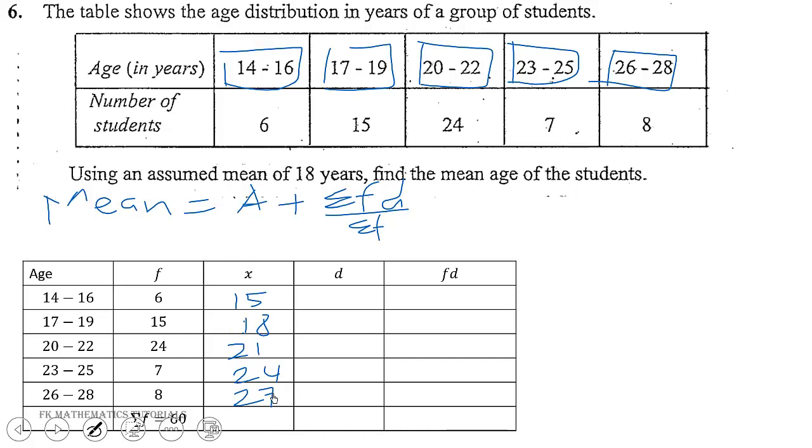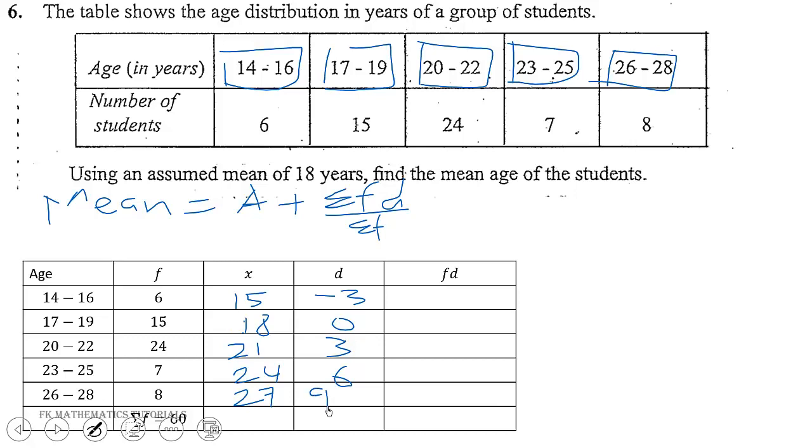Then the deviation, we subtract the assumed mean from the x values. So deviation is x minus the assumed mean. The assumed mean is 18. So 15 minus 18 is -3. Then 18 minus 18 is 0. 21 minus 18 is 3. Then this one is 6. Then 27 minus 18 is 9.